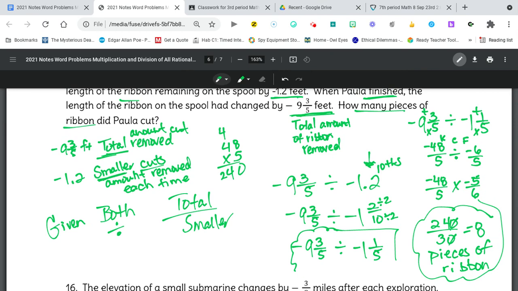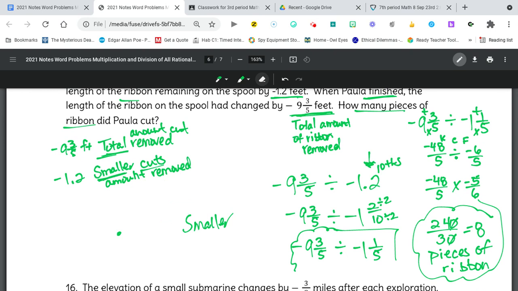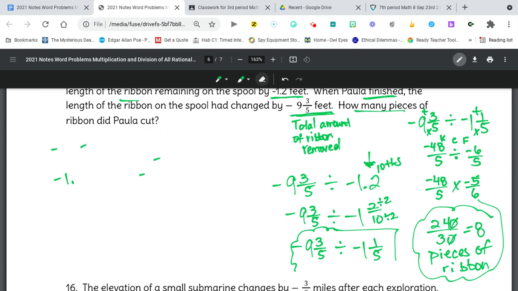Now somebody's going to say, I don't like doing the fraction method. Fine, don't do the fraction method. I'm going to show you the other option, okay? But I got to erase this, guys. So let's see. Let's take the original problem, the total, divided by the smaller pieces. Let's change this to a decimal. See, somebody might want to do it that way.